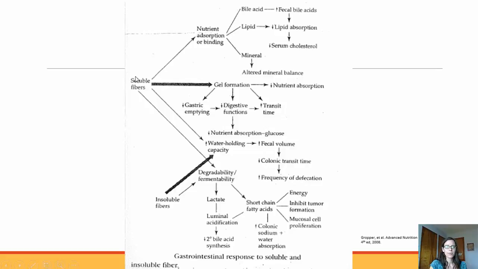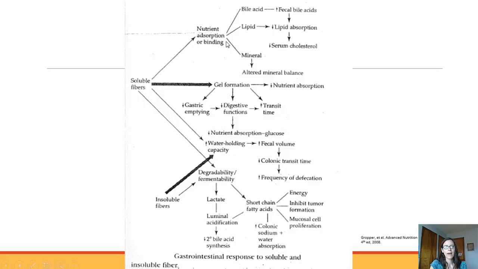Let's look at the soluble fibers. Again, these can have a high water holding capacity, and those that do have increased fecal volume, but they also can form this gel, and that can actually decrease the rate of gastric emptying and increase transit time, or make it slower, and it causes decreased nutrient absorption, including of glucose.